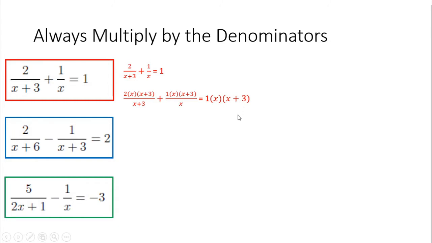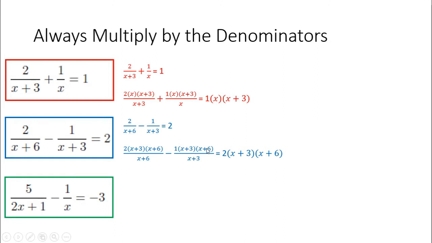I'm going to do that to the blue one as well. So I'm going to multiply all three terms by x plus 6 and x plus 3. Here I multiply the first fraction on the top by x plus 3 and x plus 6, keeping it in brackets so that I know that I need to expand that out later. The second fraction I was multiplying on the top also by x plus 3 and x plus 6.